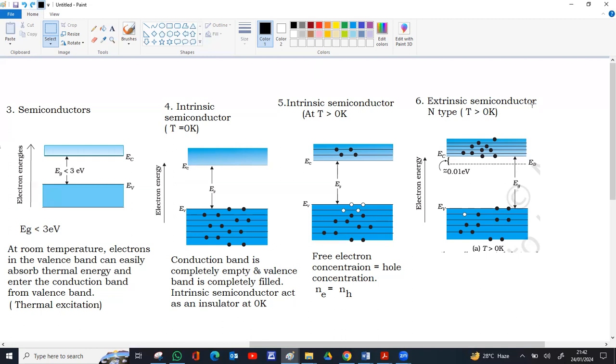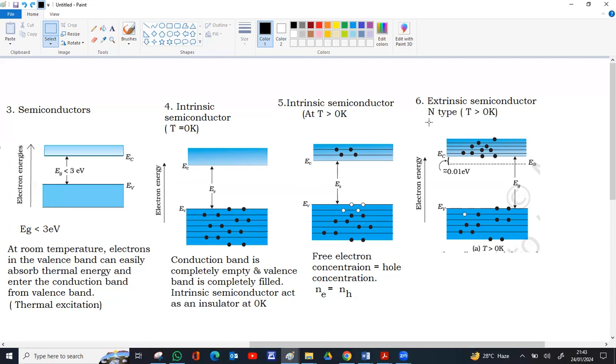For an extrinsic semiconductor, we are doping the intrinsic semiconductor with external elements so that the conductivity of this intrinsic semiconductor can be enhanced. Here the conductivity of intrinsic semiconductor is very low and it depends upon temperature. Any change in temperature can show much variation in the conductivity. So we are adding external elements to increase the conductivity and reduce the temperature dependence on the conductivity.